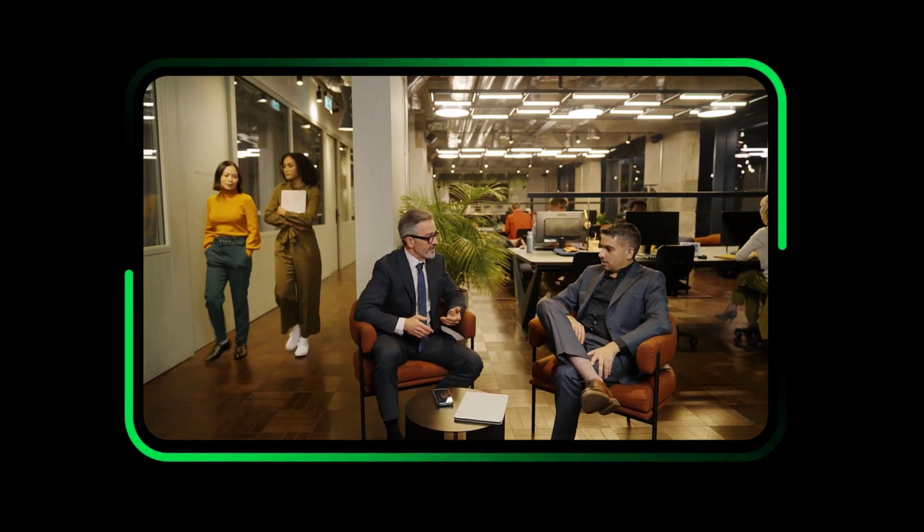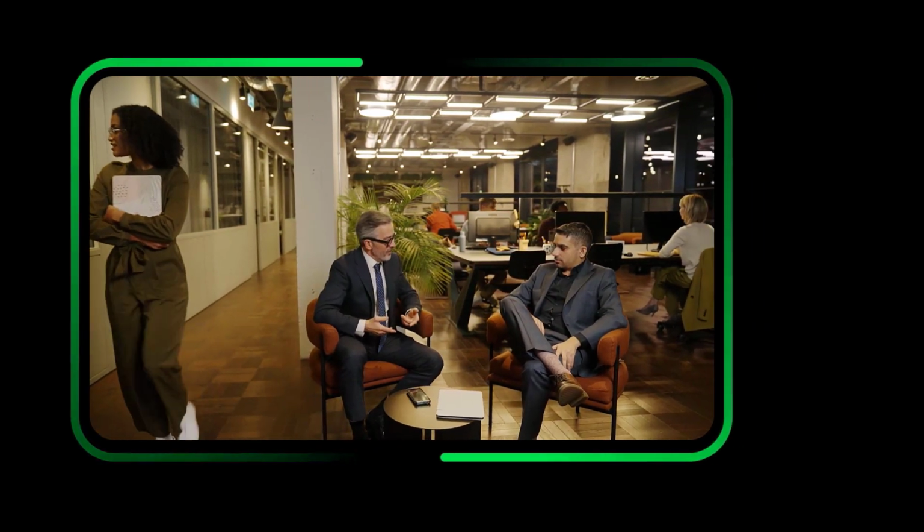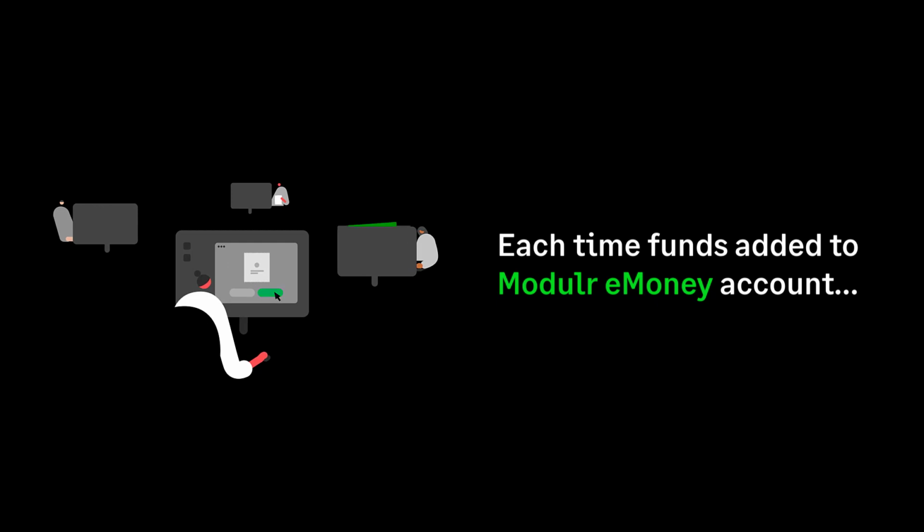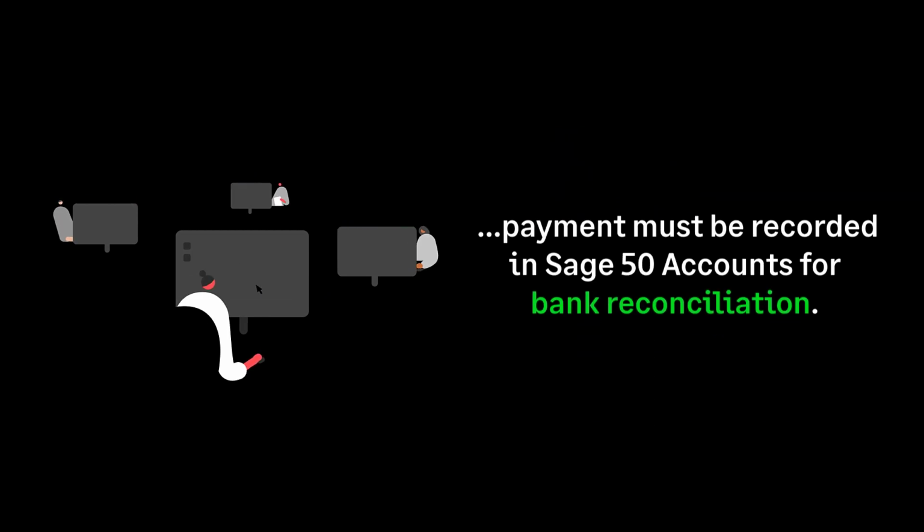In this video, we'll show you how to create and process payments made to your Modulr eMoney account in your Sage 50 accounts data. Each time funds are added to your Modulr eMoney account, they must be recorded in your Sage 50 accounts data for bank reconciliation purposes. To do this, you can either record a one-off payment or create a regular payment.